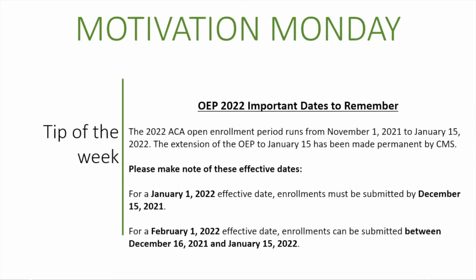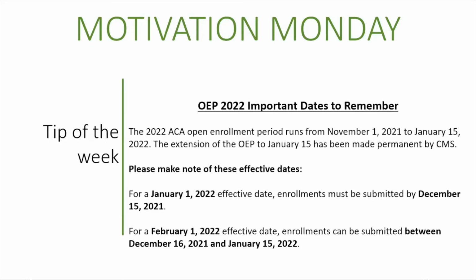So our tip of the week, guys, remember OEP 2022, important dates to remember. So for 2022, the Affordable Care Act open enrollment period runs from November 1st, 2021 to January 15th, 2022. The extension of the OEP to January 15th has been made permanent by CMS, the Centers for Medicare and Medicaid. So please note the following effective dates.